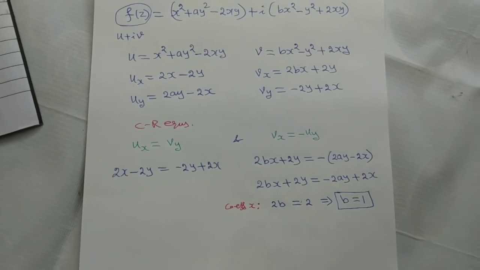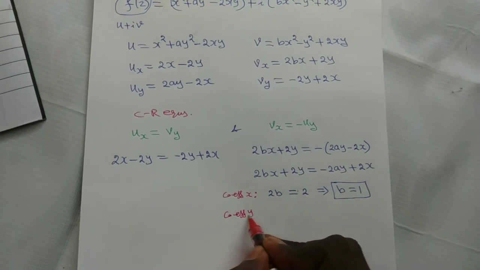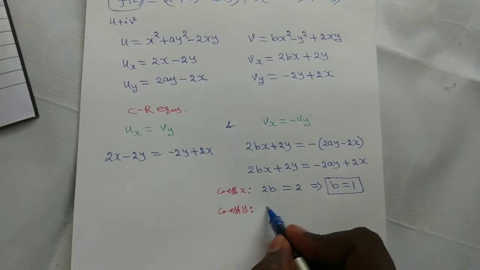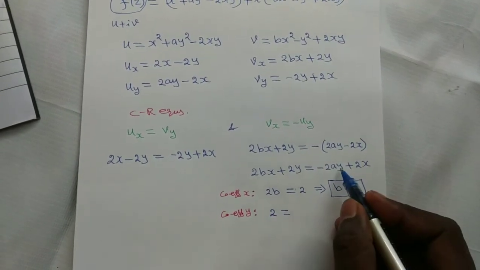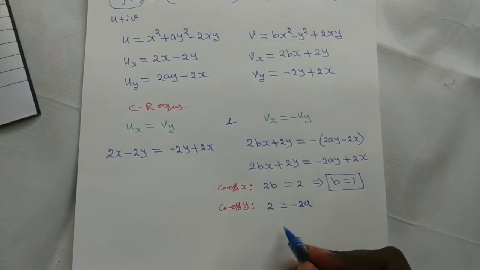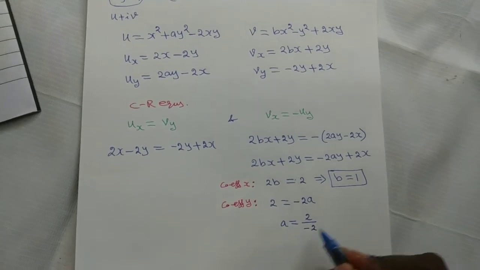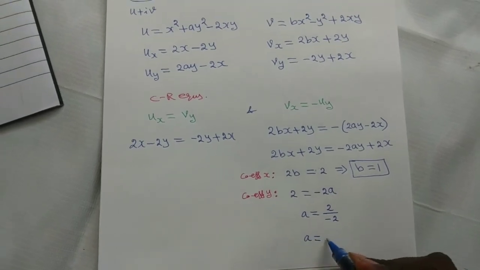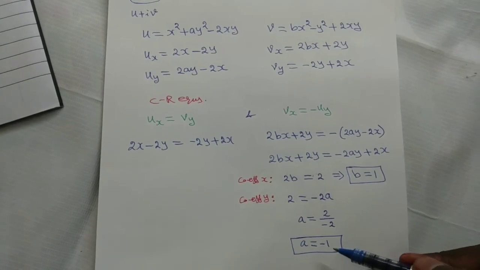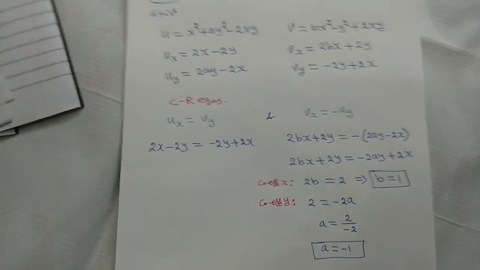And now by comparing the coefficient of y, the coefficient is 2. Here the y coefficient is minus 2a. From this a is equal to 2 by minus 2. So a is equal to minus 1. So the values of a and b: a is minus 1, b is plus 1. This is the answer.